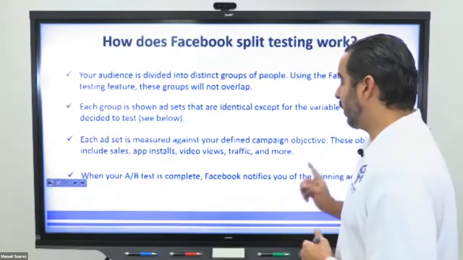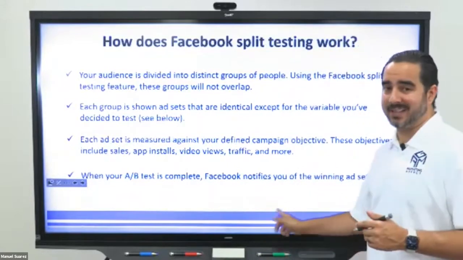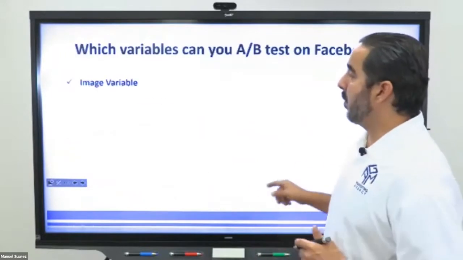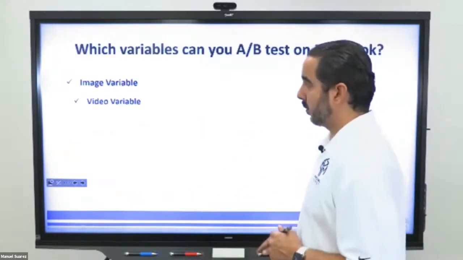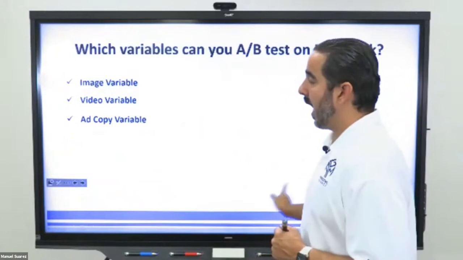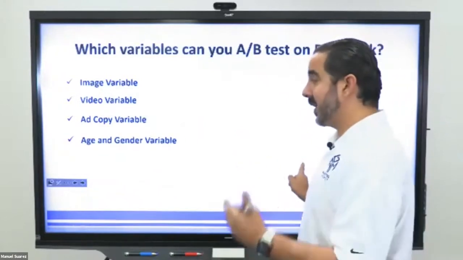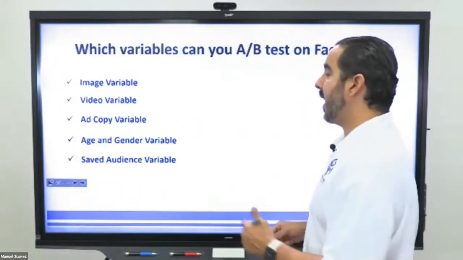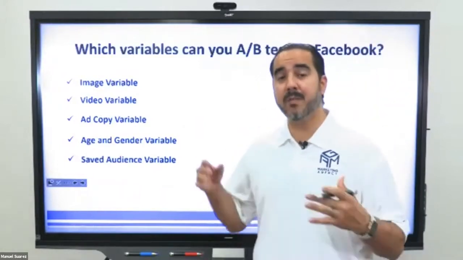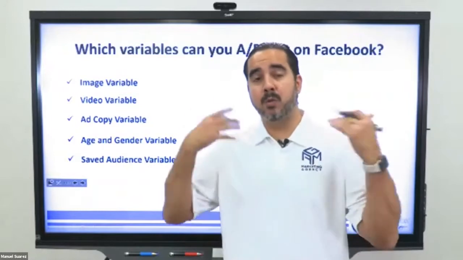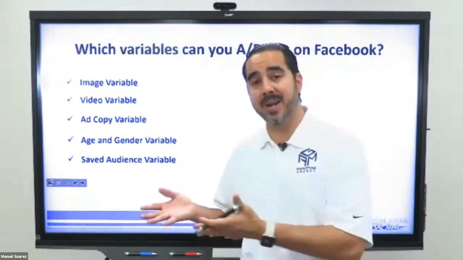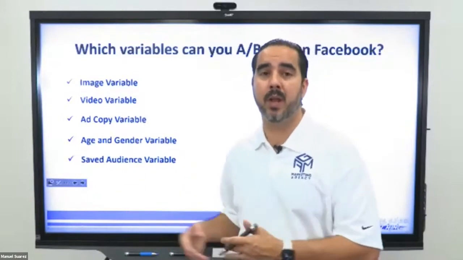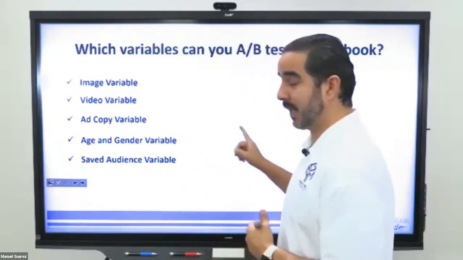When your A/B test is complete, Facebook notifies you of the winning ad set, which I'm going to show you an example of. So what are the variables that we can test? Images, videos, ad copy, age and gender variable. This is a new one. Saved audience variable. So if you save audiences along the way, you do some research utilizing, for example, audience insights, and you go ahead and save 5 audiences, then you can simply do a quick split test with these saved audiences. That's new right there.